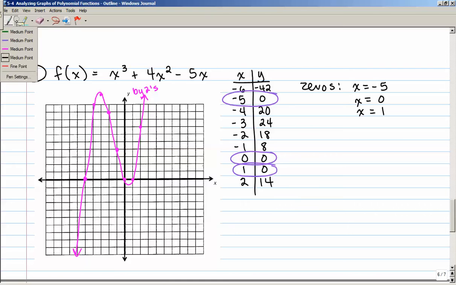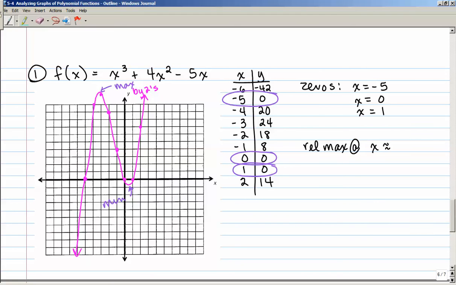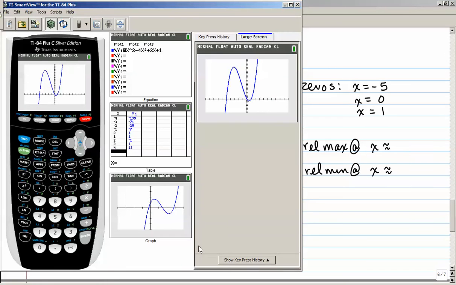Now I need to find a relative max, and I probably have a relative max right around here. Okay, and then I'm going to have a relative minimum right about there. And those don't appear to be nice points, or I can't really tell what they are. So I'm going to have to use the calculator. So I'm going to have a relative max at x approximately equal to something, I'll have to figure out what that is, and a relative minimum at x approximately equal to something. So let's go back to the calculator and figure that out.